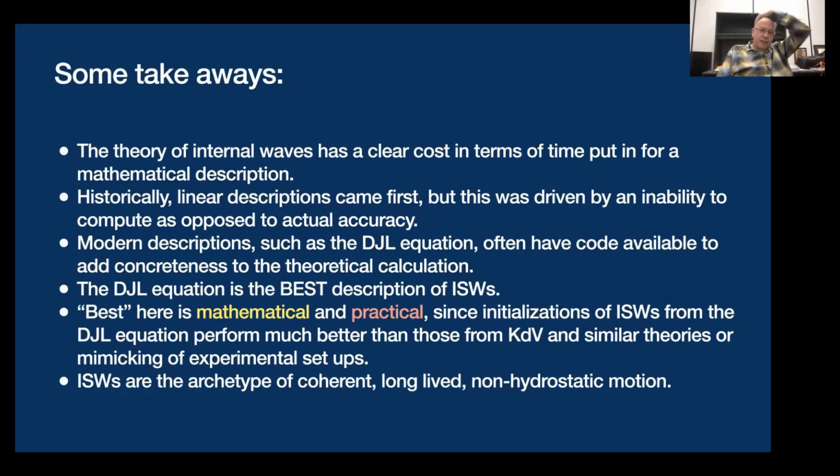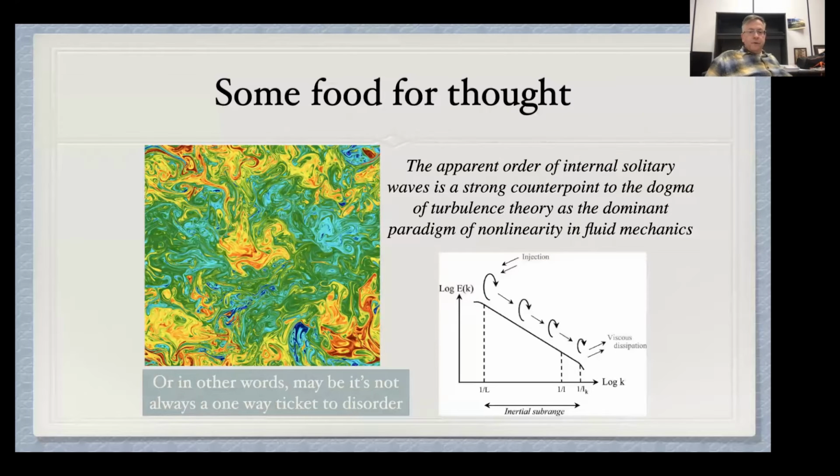The DJL equation is hands down the best description of internal solitary waves because it doesn't make any approximations. It's equivalent to the full stratified Euler equations. The best means best mathematically and practically because you can initialize really well with it for models, okay? And then internal solitary waves are the archetype of coherent, long-lived non-hydrostatic motion, right? So some food for thought.